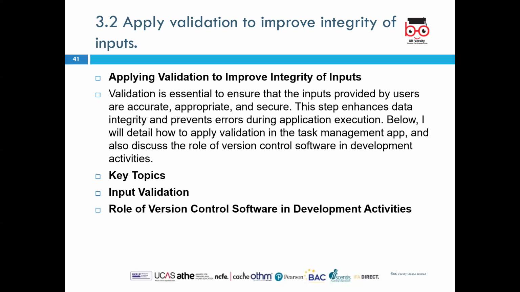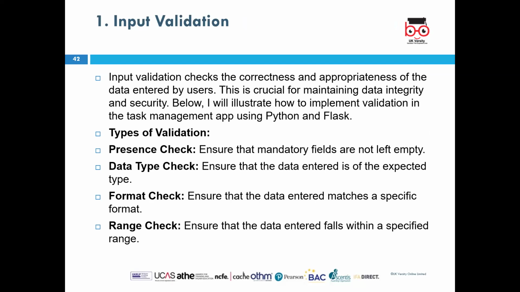So what are these steps? We have to look into input validation, and the role of version control software in development activities. So we have input validation, where we check the correctness and appropriateness of the data entered by the user. For example, if we have an online gateway where we have to accept payment, we have to have this sort of validation where the user entered, instead of a 16-digit code, 20.